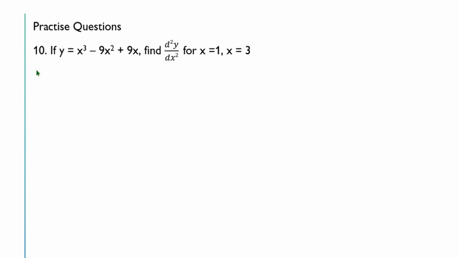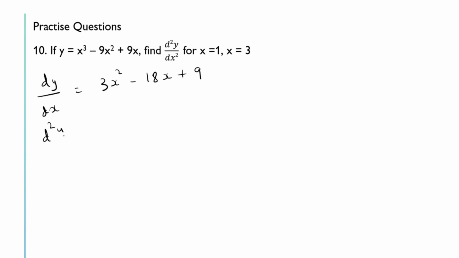Next question, if y is equal to x cube minus 9x square plus 9x, find d square y by dx square for x is equal to 1 and x is equal to 3. So first we will find dy by dx, then d square y by dx square, and then we will substitute x is equal to 1 and x is equal to 3, and accordingly find d square y by dx square. So dy by dx is equal to 3x square minus 9 into 2x, when we differentiate minus 9 into x square. So minus 18x plus 9.